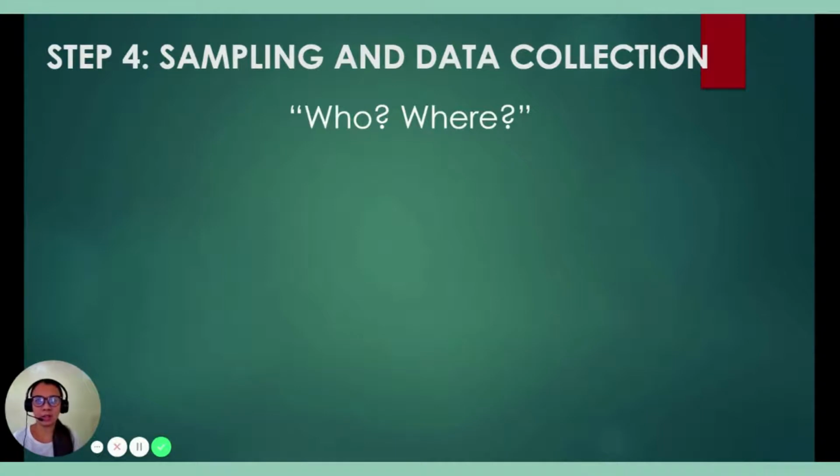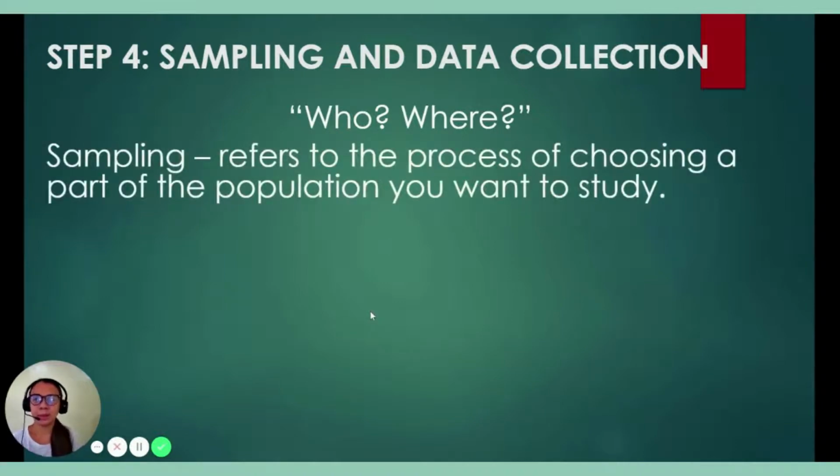There are actually different ways of determining the respondents of your study, but one of the most common is by undergoing the process of sampling. Sampling refers to the process of choosing a part of the population you want to study. So basically, sampling is done so that you can choose appropriate representatives that can help you make generalizations up to a certain point in your research. This is more important in quantitative research.